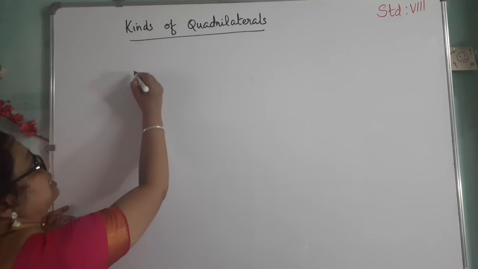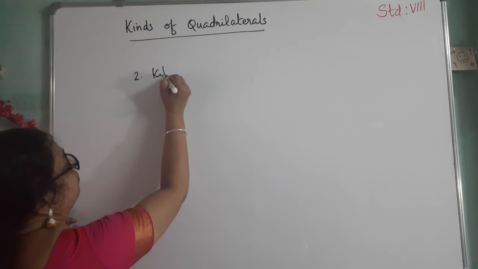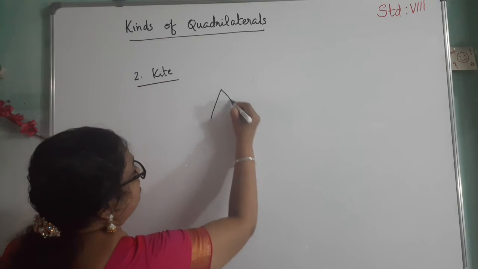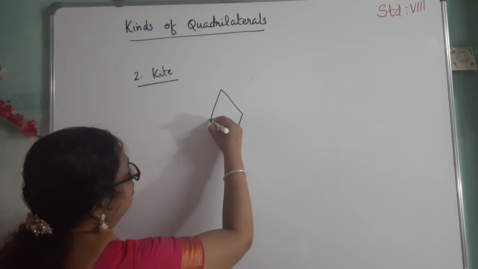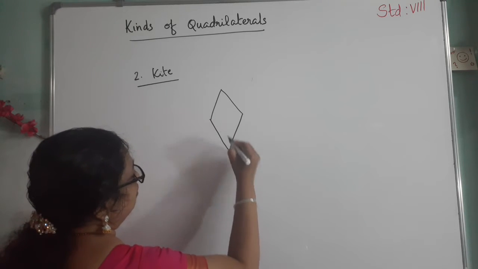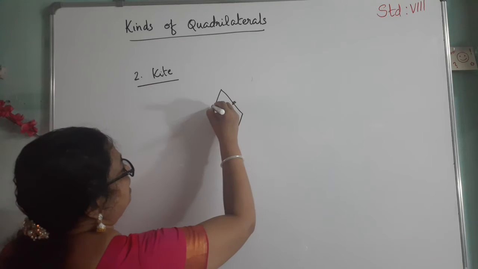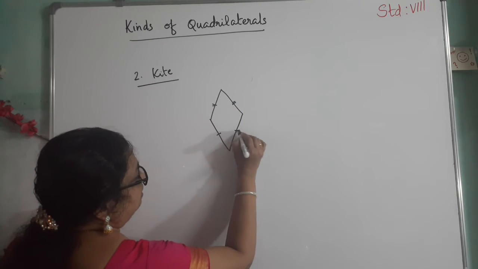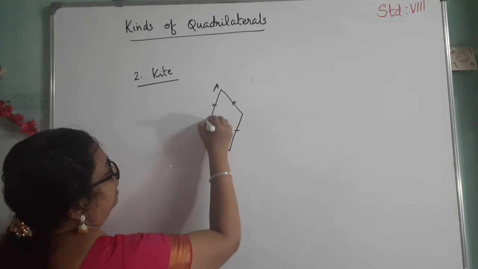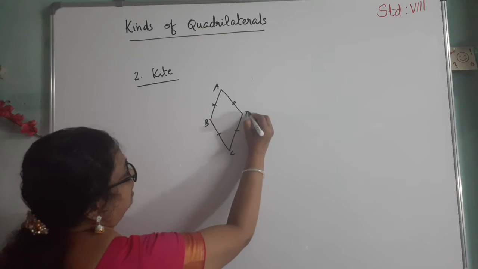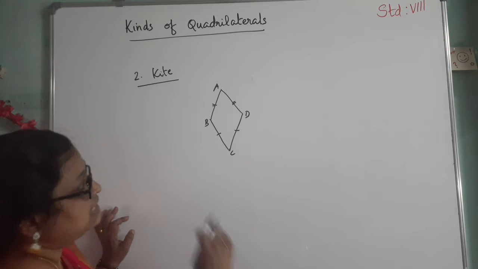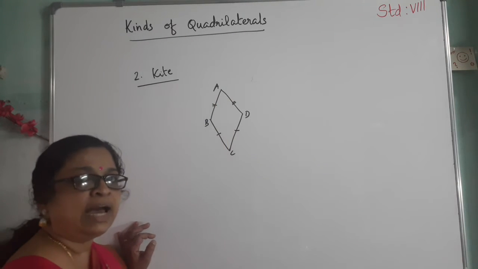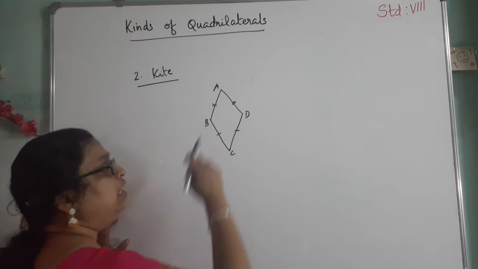Then second one is kite. Then kite is in this shape. So these two sides are equal and these two sides are equal. So we can name them A, B, C, D. So ABCD is a kite shape quadrilateral. 1, 2, 3, 4. Four sides and four angles are there. So it is a quadrilateral.